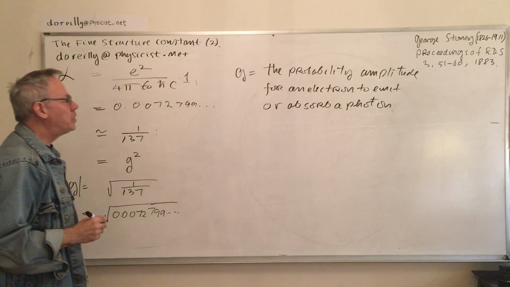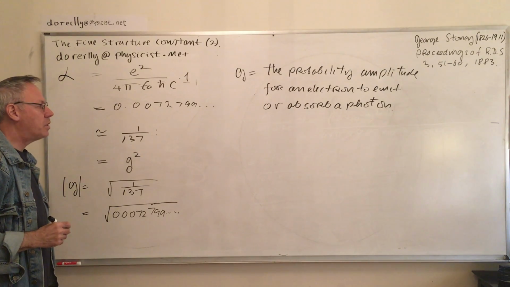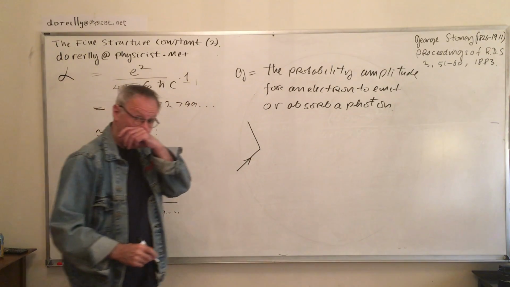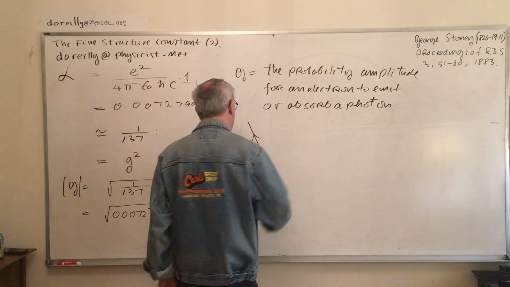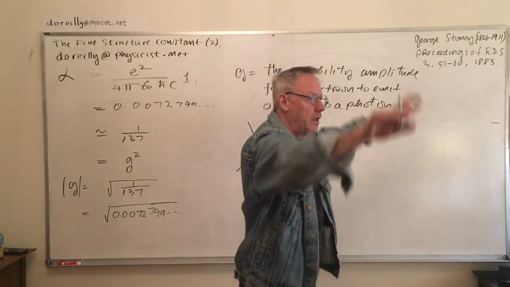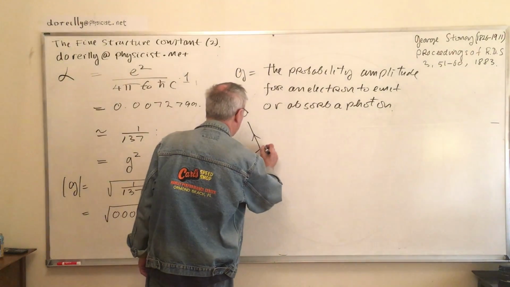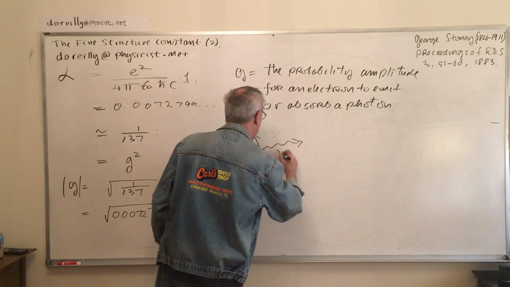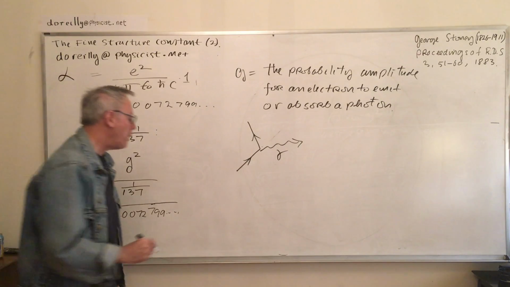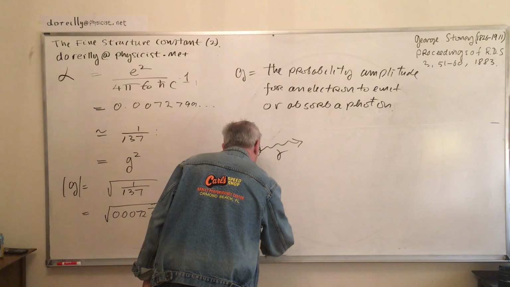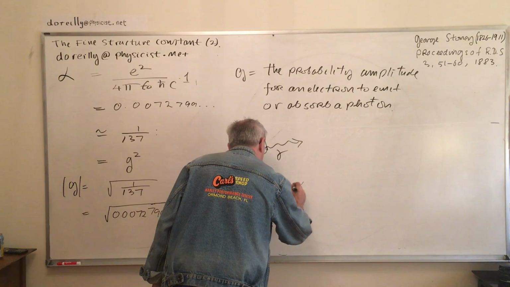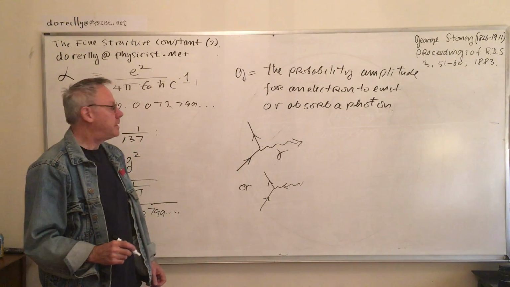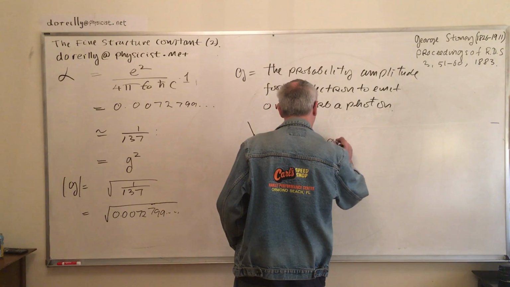g is the probability amplitude for an electron to emit or absorb a photon. In other words, if an electron is coming along, minding its own business, it emits a photon. Well, you know when you throw away a billiard ball, for every action there's an opposite reaction. So instead of going in a straight line, the electron detours off in a little direction and the photon goes out that way. Of course, the opposite could happen. The electron could be going off in this direction and a photon comes and bombards it. Now this is proportional to g.